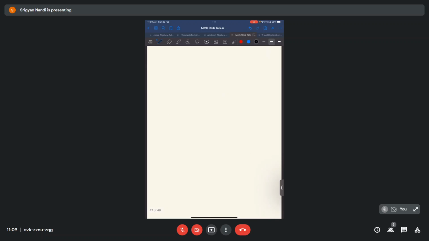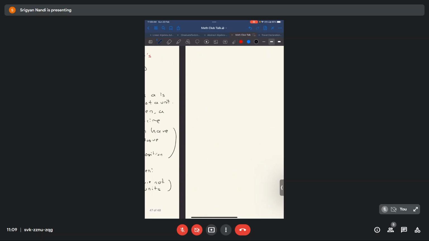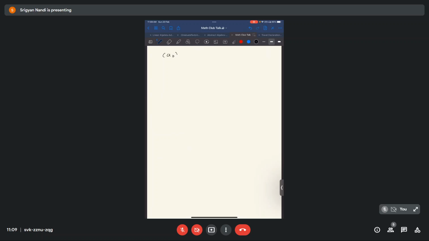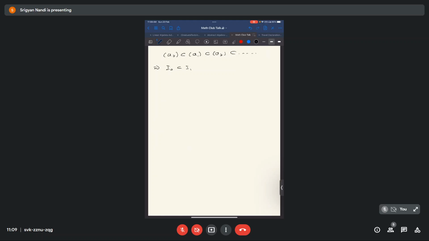But now we can show that this is a contradiction. If this sequence goes on, where Ai is a proper divisor of Ai-1, that means we will also have an inclusion of ideals. And this will be a proper inclusion since we are talking about proper divisors here. So we will have I0 is contained in I1, which is contained in I2, and so on.